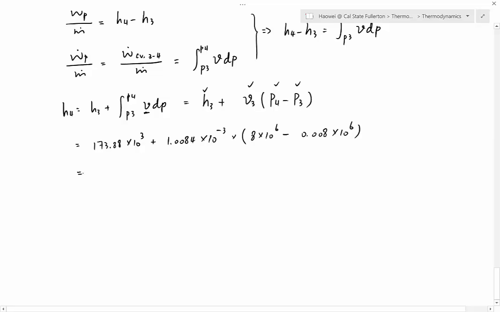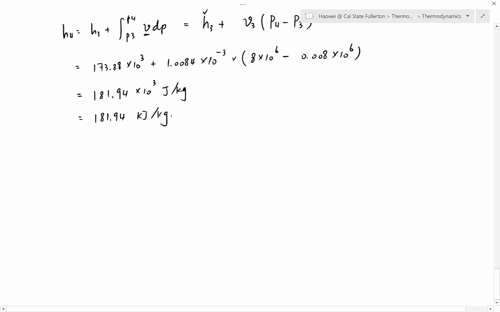So finally, our solution for H4 is 181.94 times 10 to the third. The unit must be SI. It's joule per kilogram. And then we do one more step, 181.94 kilojoule per kilogram. That is the solution to H4. Now we have H1, H2, H3, and H4. Everything will be easy. The first question is to look for efficiency.